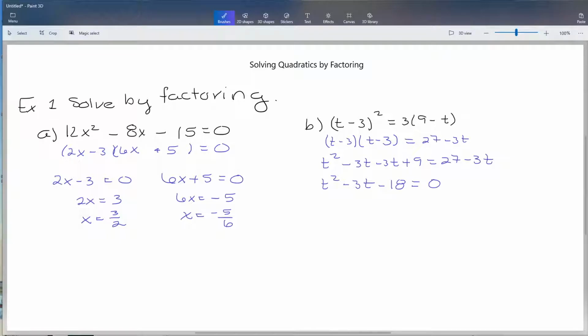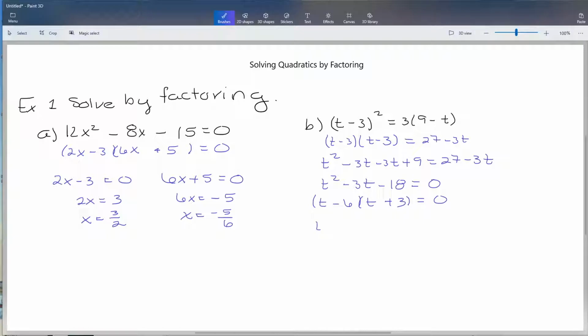So now I'm looking to factor. This is the normal type of factoring, the what multiplies to this and adds to that type of factoring. So I'm looking for something that multiplies to negative 18 and adds to negative 3. So that should be negative 6 and positive 3.